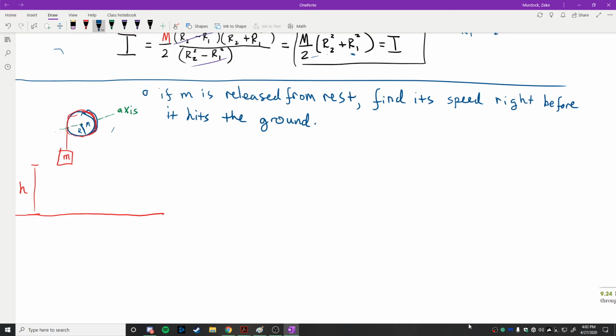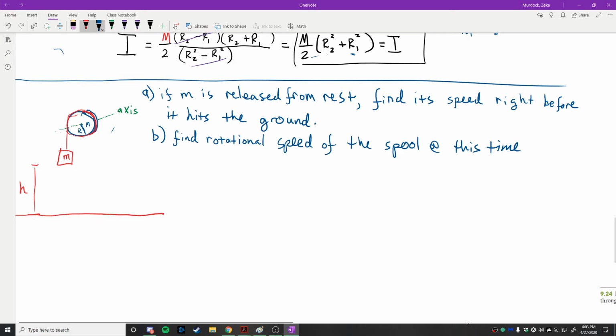So that's going to be part A. And then part B is going to be to find the rotational speed of the spool at this time. Alright, so pretty much this is going to be the initial situation. After some time has passed, the mass will have moved down to here, and the string will have unwound.